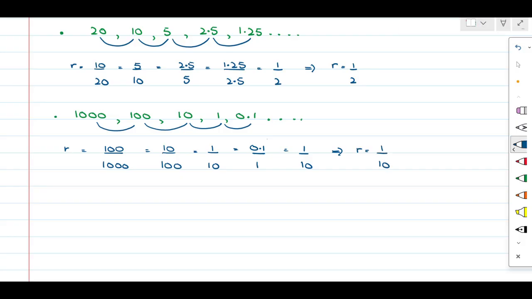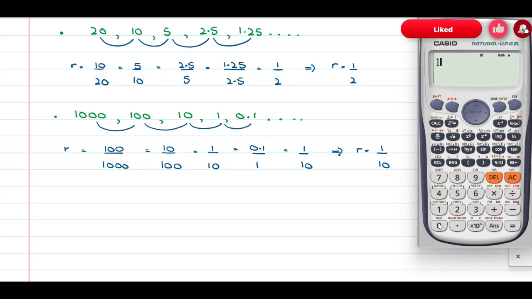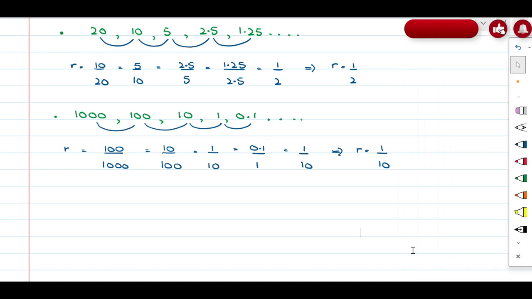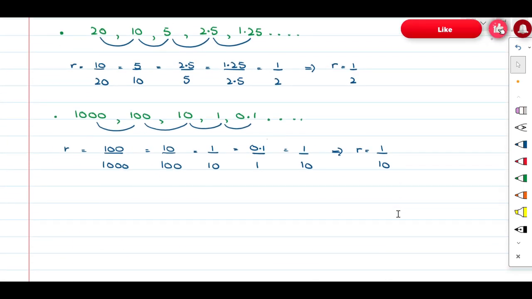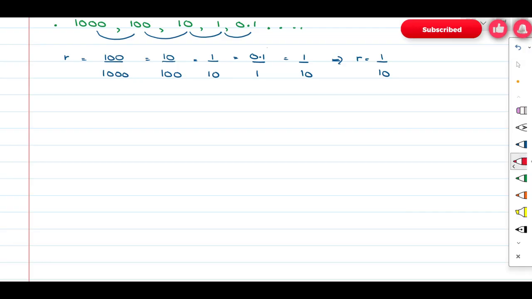I will also show you with the help of a calculator that 100 divided by 1000 is 1 by 10. 10 divided by 100 is 1 by 10. This is already 1 by 10. And 0.1 divided by 1 is 1 by 10. So everything is 1 by 10, right? So this is the common ratio. So a sequence is an exponential or geometric sequence when the ratio between two consecutive terms is the same, right?